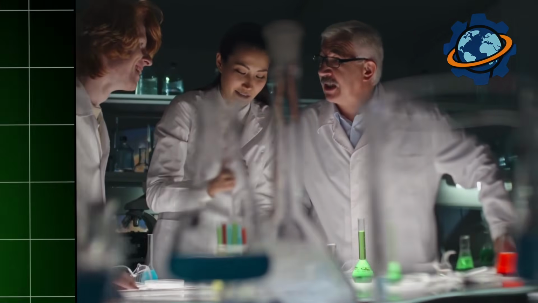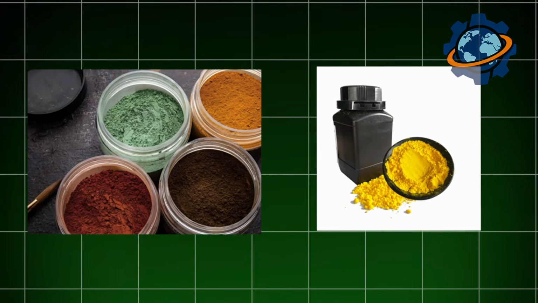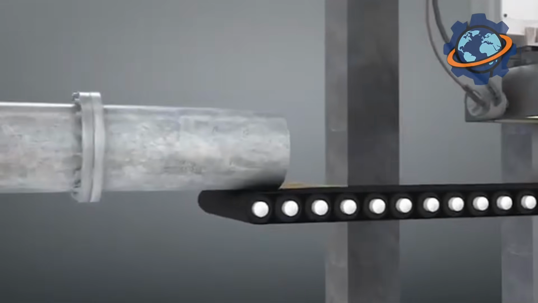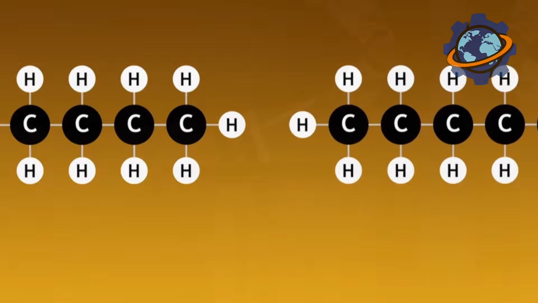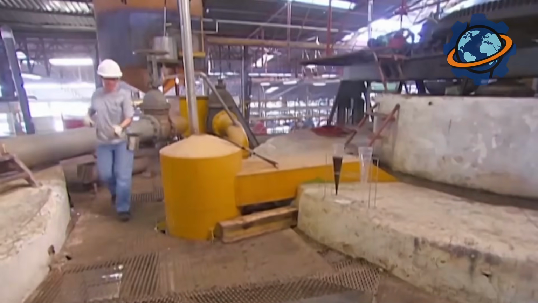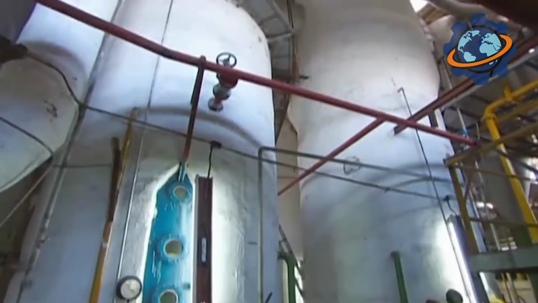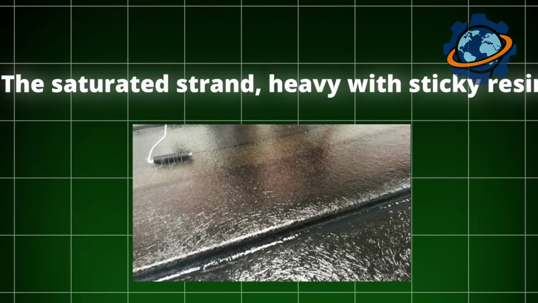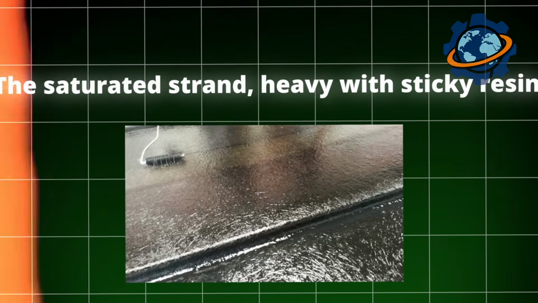Various additives can also be added here. Pigments to add color, ultraviolet inhibitors so the rebar isn't afraid of sunlight, and flame retardants for fire resistance. The task of this bath is to saturate every single, even the tiniest fiber. The strand must be completely submerged in this resin so that no dry spots remain. The saturated strand, heavy with sticky resin, exits the bath and heads to its point of birth, the forming die.